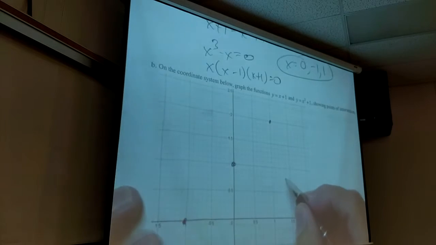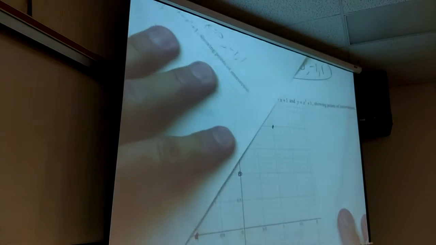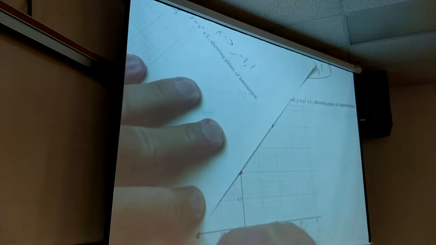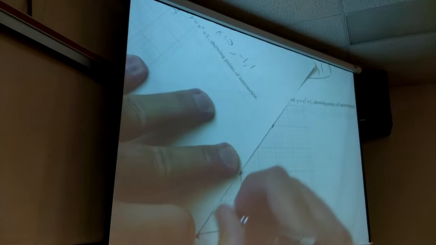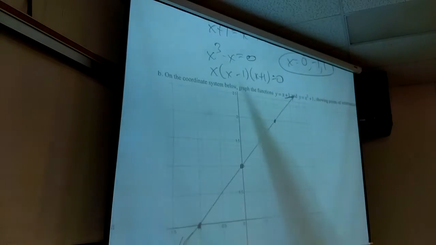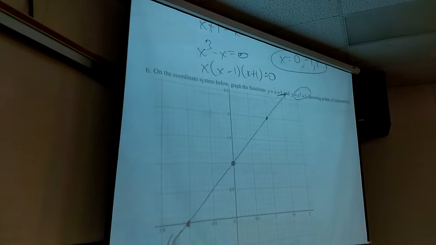So there's the line. That'd be awesome if I had a straight edge. Let's see what I can do here. And now, this guy is not horrible to graph. It's just x cubed lifted up by 1.